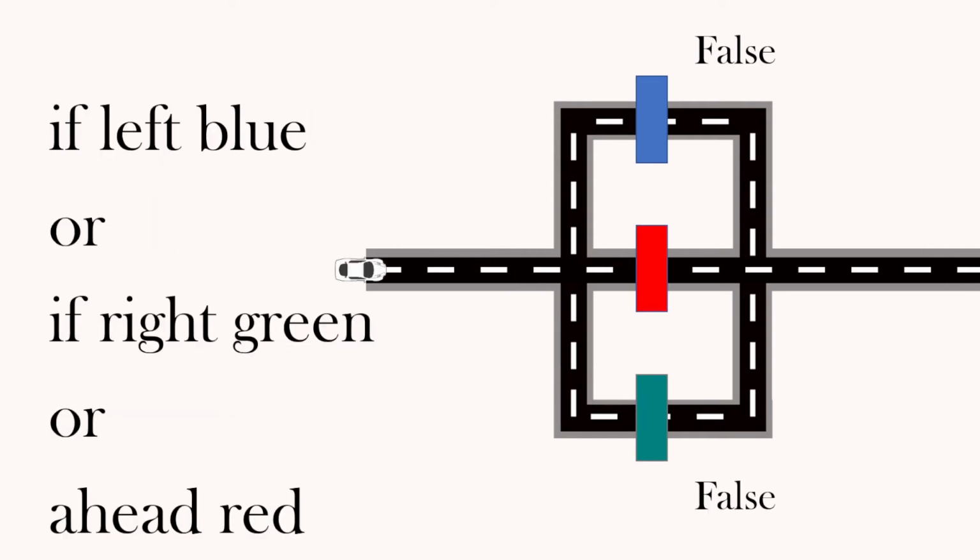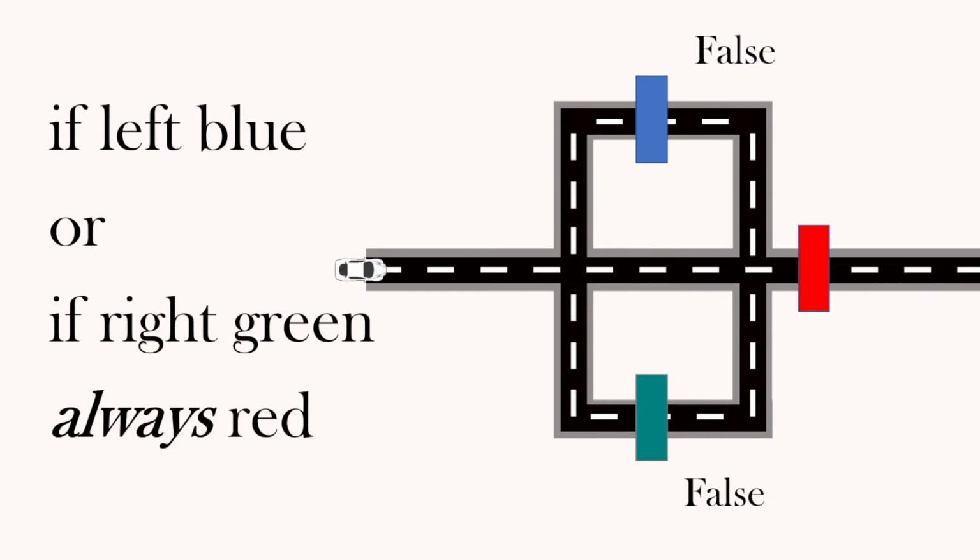We've got if left blue, if right green, or ahead red. So it's got a choice. It's only going to go through one. It goes through the red, and the other two are false.